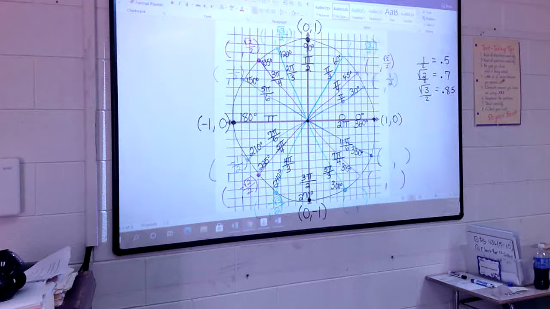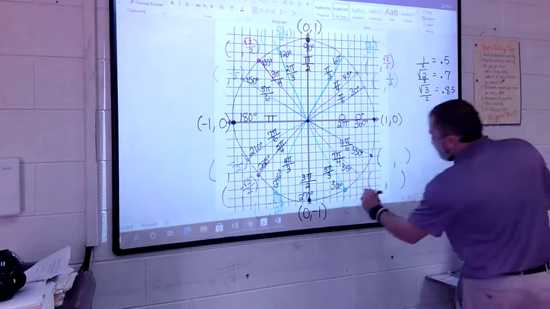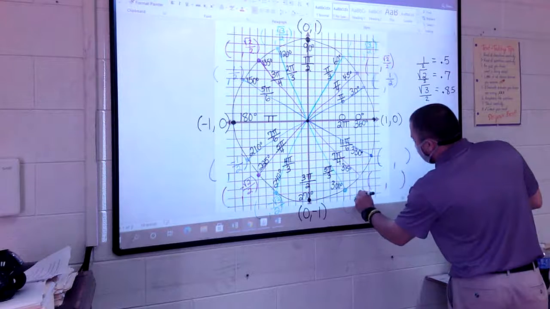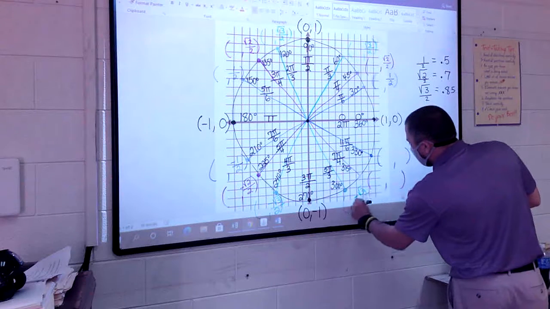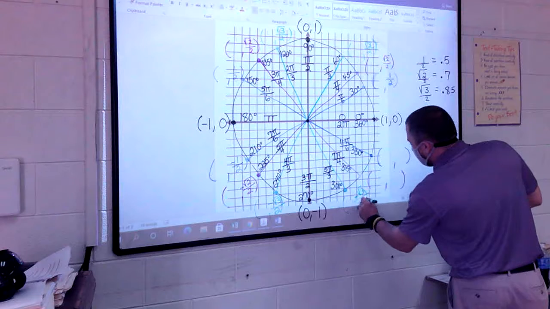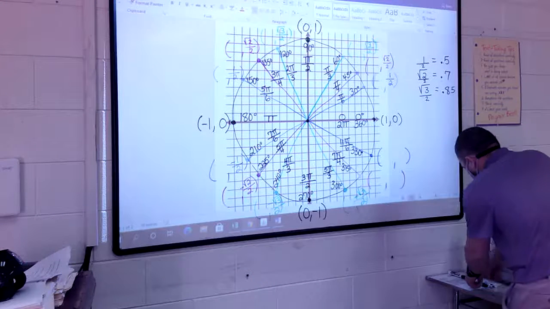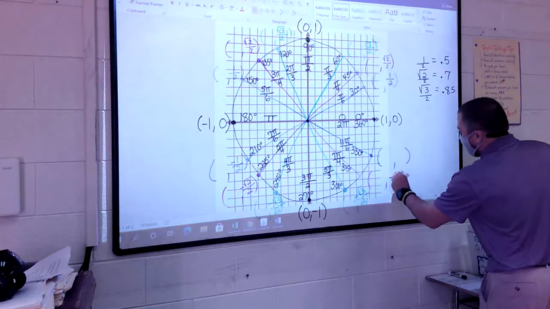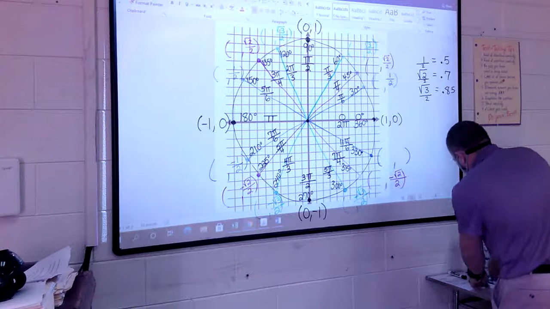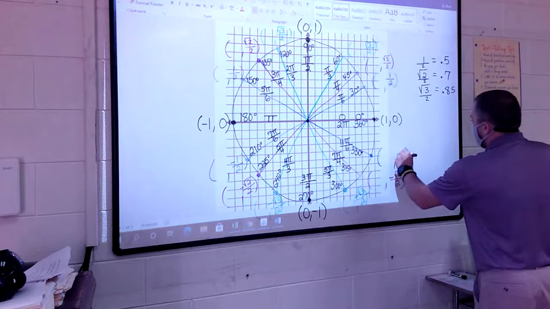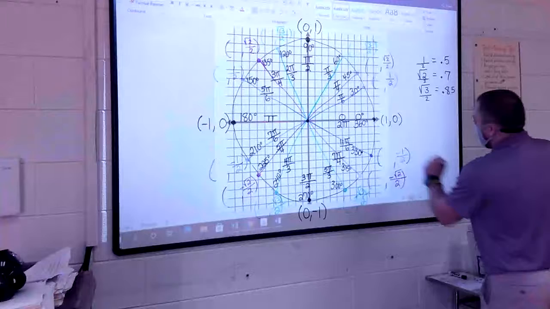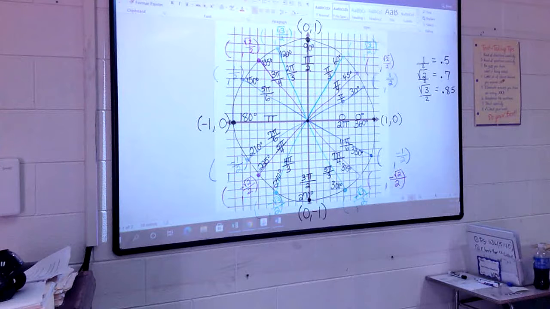Okay? Once you get to negative 1, we want to start to go back up. So then you go to negative square root of 3 over 2. And you're going to make your way back up to now negative square root of 2 over 2. And then you're going to make your way back up to negative 1 over 2. And all the way now back up to 0.